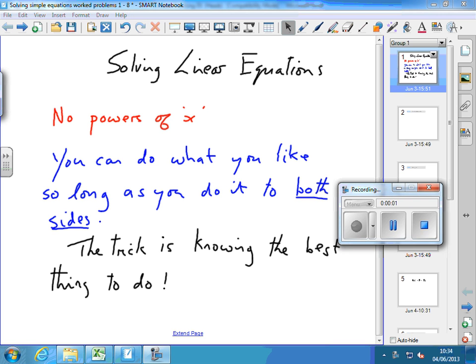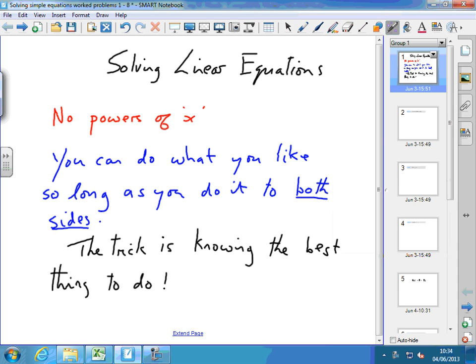This short video is to introduce solving linear equations where there's no power of x, so there's no x squared in there, there's no square root of x, just linear powers of x. And the key is that you can do what you like to the equation so long as you do it to both sides of the equation. So you can multiply, add, subtract, divide, square, all these different functions you can do.